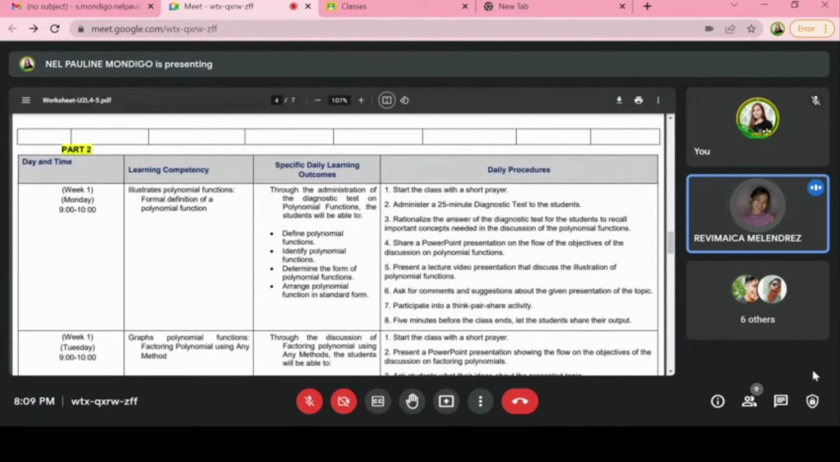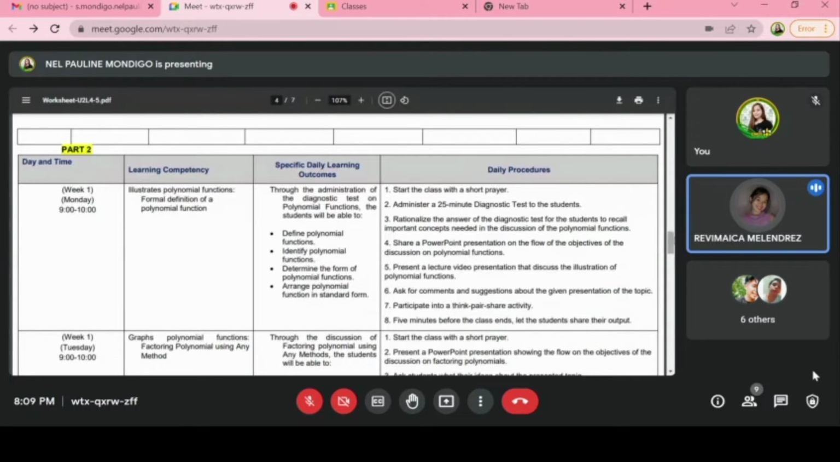The specific daily learning outcomes are: through the administration of the diagnostic test on polynomial functions, the students will be able to first, define polynomial functions; second, identify polynomial functions; third, determine the form of polynomial functions; and the last one is arrange polynomial functions in standard form.